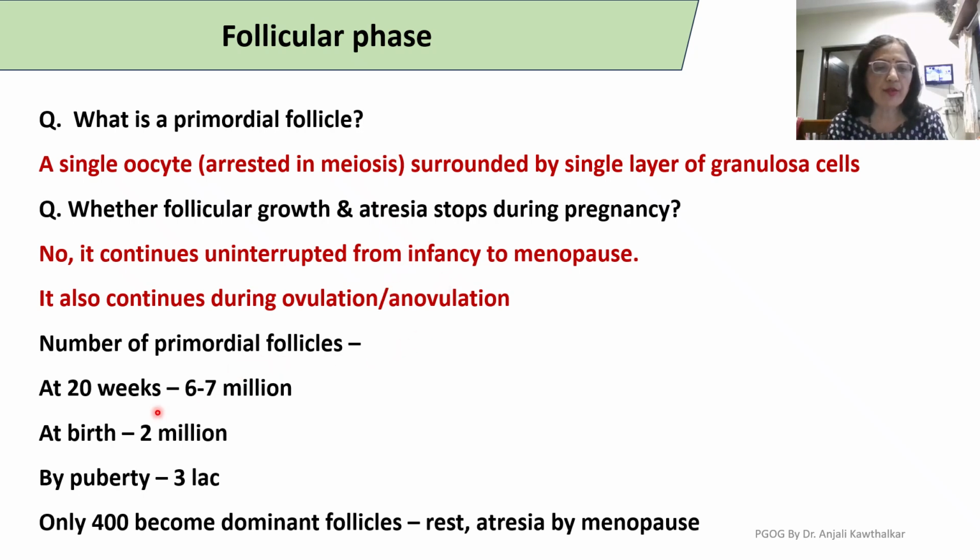The number of primordial follicles at 20 weeks is 6 to 7 million. At birth it is 2 million. So from 6 to 7 million, it is directly coming to 2 million. That means 4 to 5 million are going for development and atresia in intrauterine life itself. Then further there is a reduction by puberty to 3 lakhs, and only 400 become dominant follicles. The rest always go for atresia by the time a woman reaches the stage of menopause.